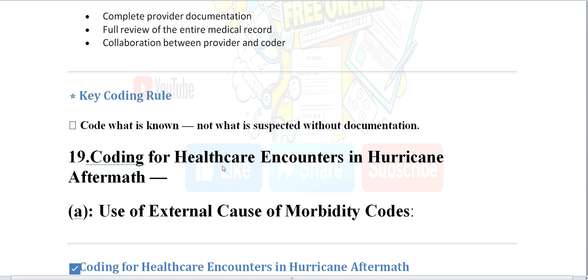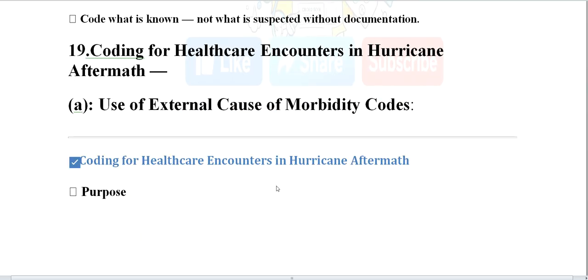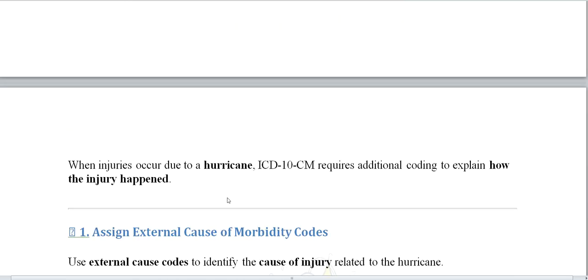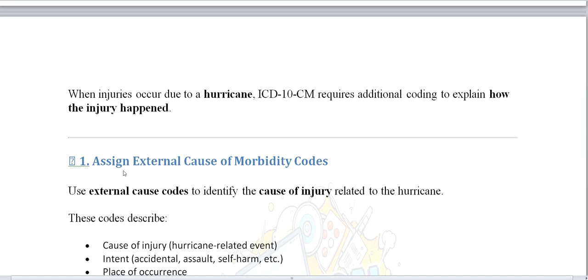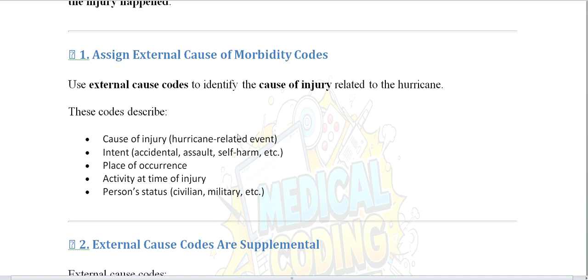Coding healthcare encounters in hurricane aftermath. Use external cause of morbidity codes. What is the purpose? When injuries occur during a hurricane, ICD-10 requires additional coding to explain how the injury happened. Assign the external cause of morbidity code. Use external cause codes to identify the cause of injury related to the hurricane. These codes describe the cause of injury, the hurricane-related event, and intent: accidental, assault, self-harm, etc.